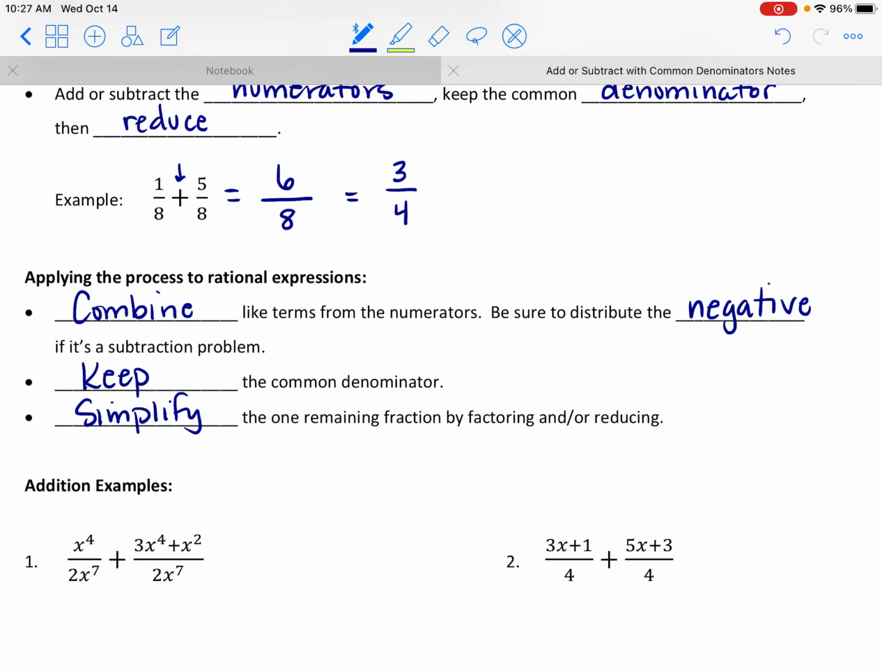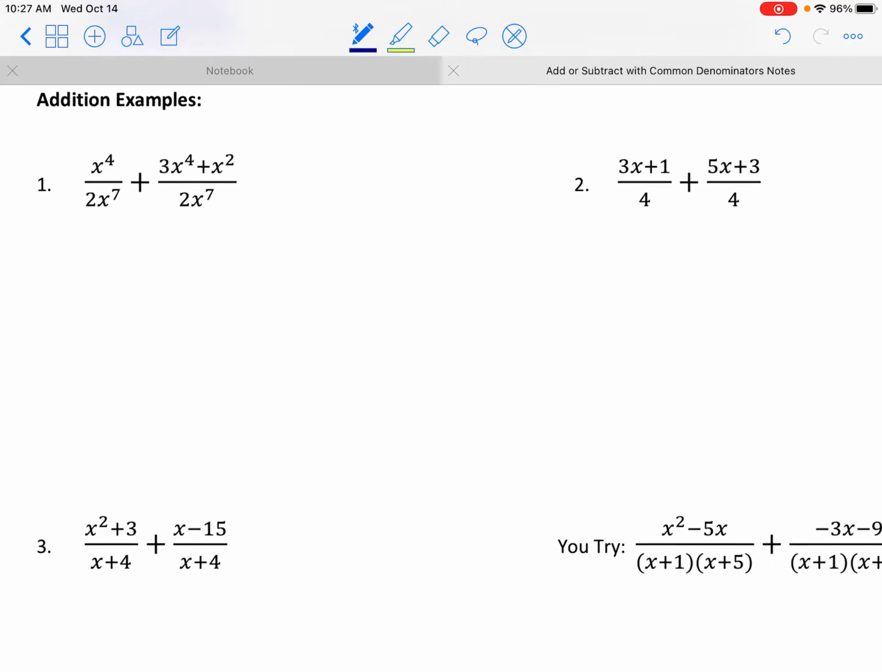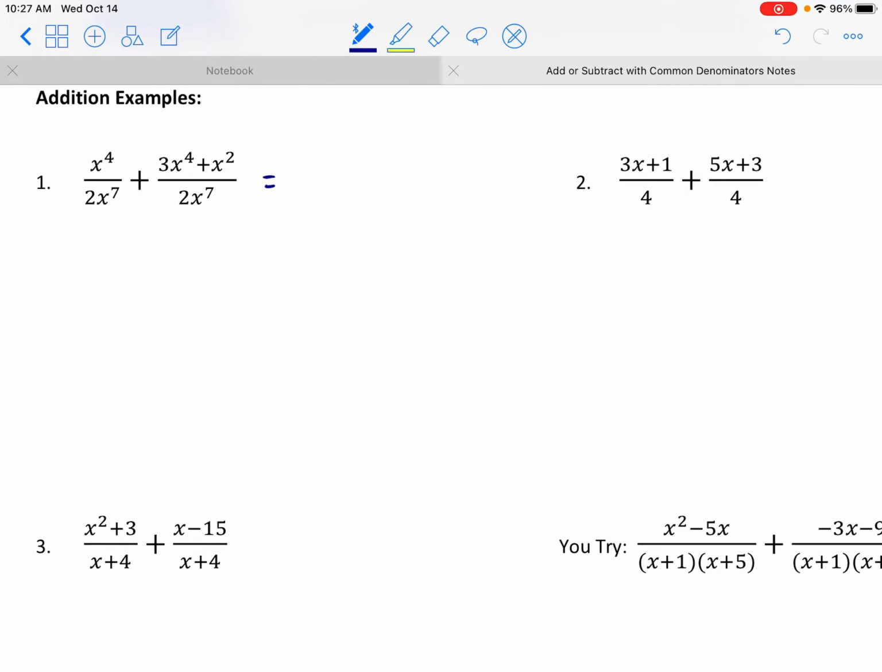Okay, so here are some examples involving just addition. We already have a common denominator here, so again we're going to keep our common denominator of 2x to the 7th, and we're going to add, that's just straight combining like terms from our numerators. So I can put together in this case the x to the 4th and 3x to the 4th. If I have 1x to the 4th and I add 3 more, that's going to give me 4x to the 4th.